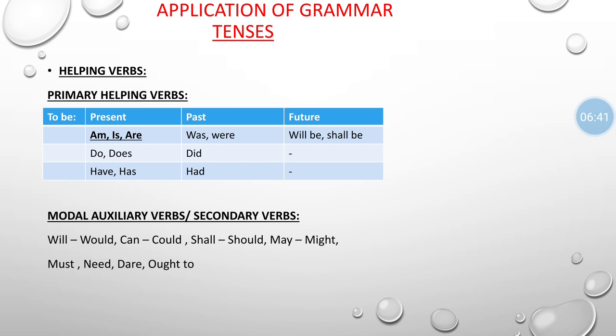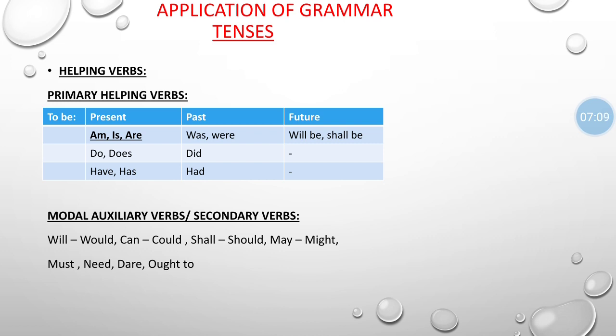So, student, if you have understood this list of helping verbs very well: am, is, are, was, were, will be, shall be, do, does, did, have, has, had, will, would, can, could, shall, should, may, might, must, need, dare, ought to, you can easily use these helping verbs in the respective tense, identify the different kinds of tense from one to another, and use such helping verbs in that particular tense.